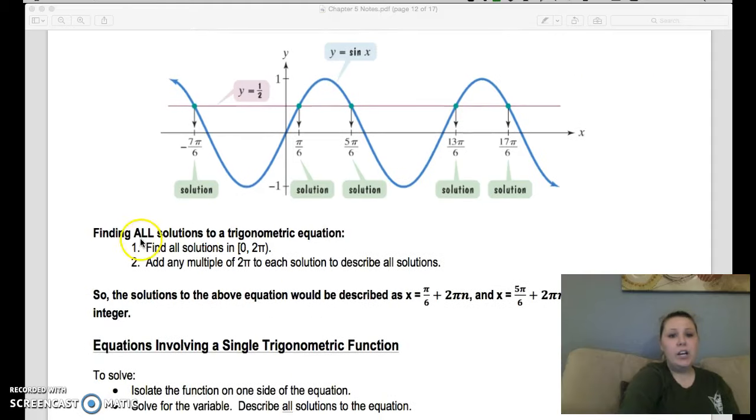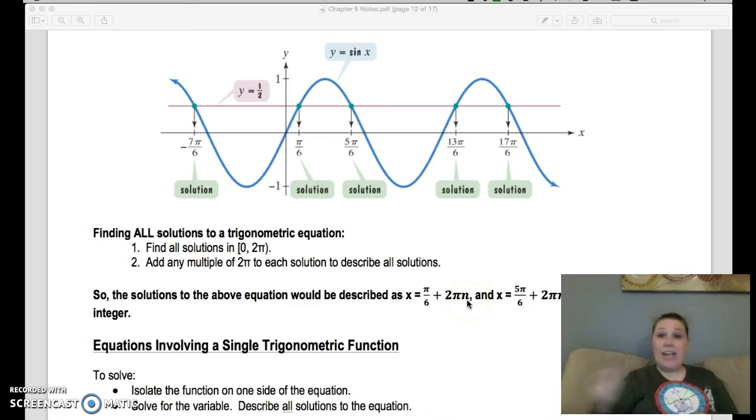So if we look here, the way that we would find all possible solutions, that would mean infinitely many times around the circle, you're going to first pick the solutions on your circle, so from 0 to 2pi. And then what number 2 says is we're going to add any multiple of 2pi to that solution in order to represent the infinite possibilities. So here's how we would write this.